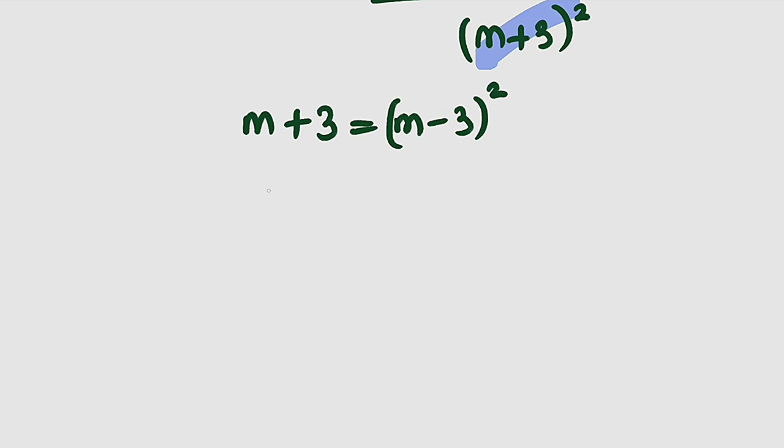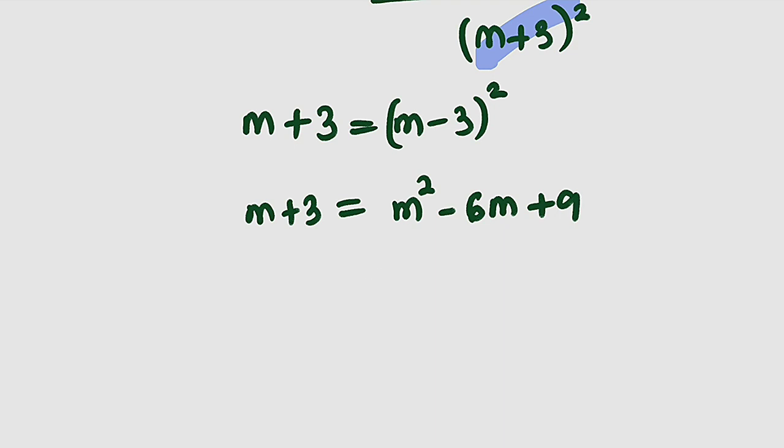So let's expand the right hand side. We have m plus 3 here equal to m squared, that is the first term squared, minus, because of that minus sign, 2 times m times 3, that is 6m, then negative 3 squared is positive 9. Now let us take every single term to the right hand side. We have m squared already there. Negative 6m minus m is negative 7m, then 9 minus 3, I think it's 6, yes, plus 6. This is equal to 0.